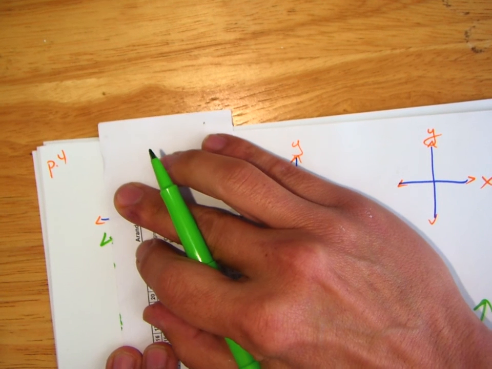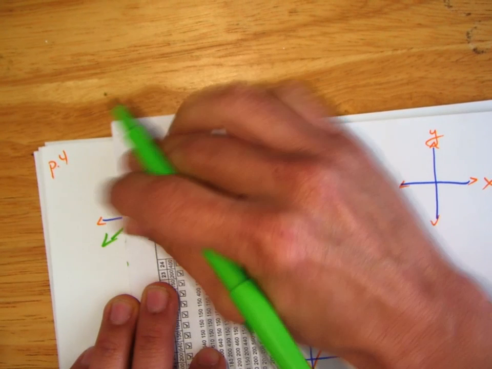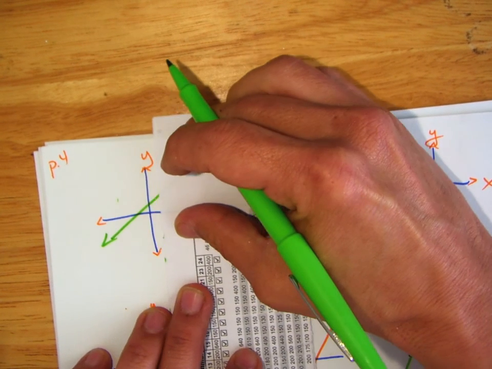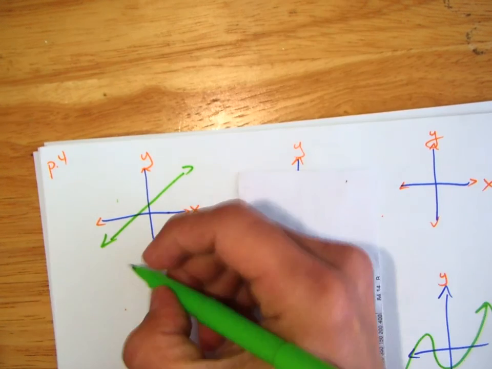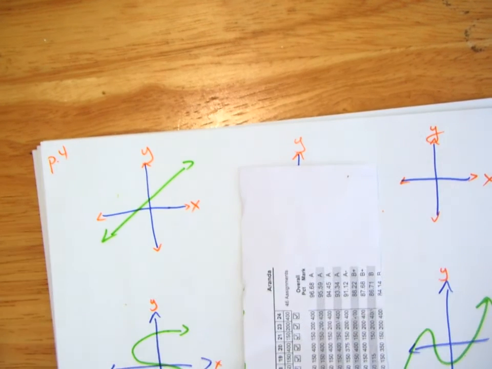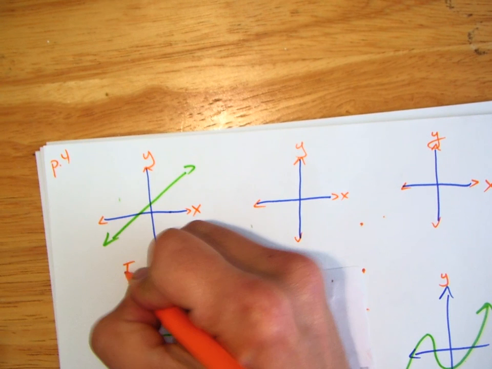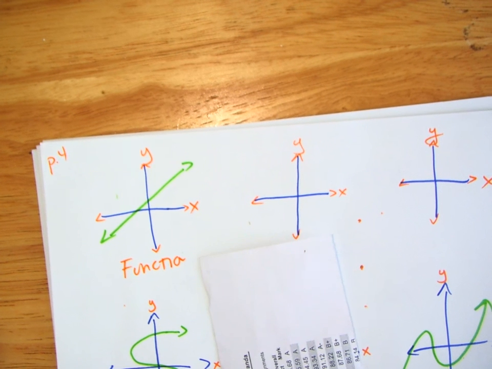Good. It's only one. See, I don't see the line anywhere over here. I only see it right there. Okay, this is a function. Got it? So this is a function. All right, this is a function. So now let's try the next one.